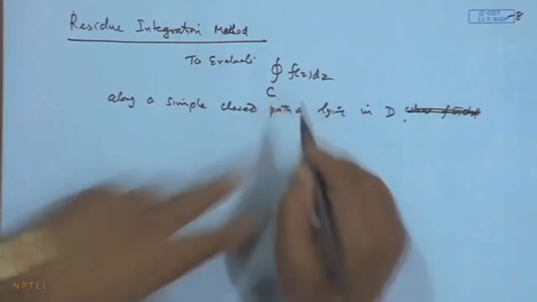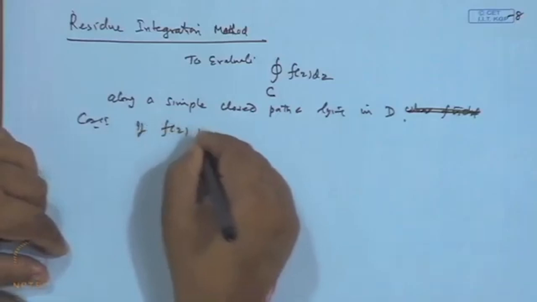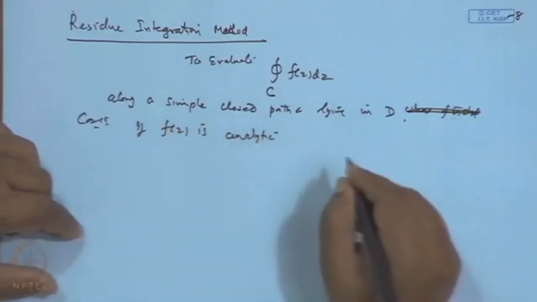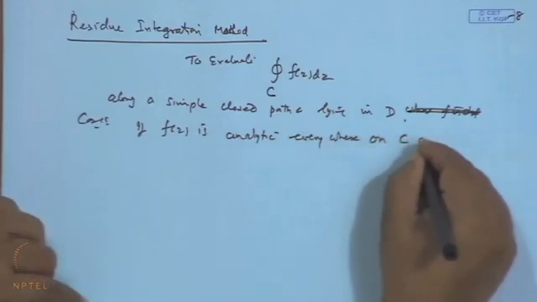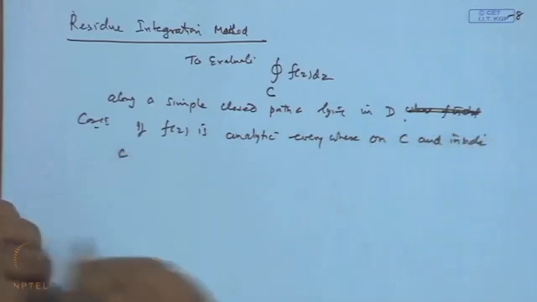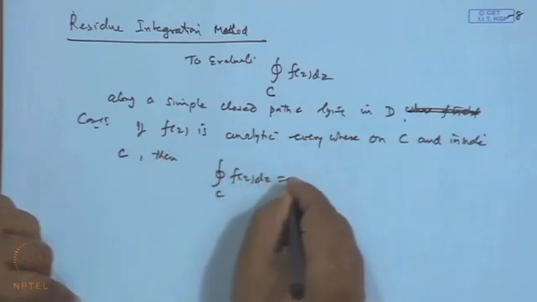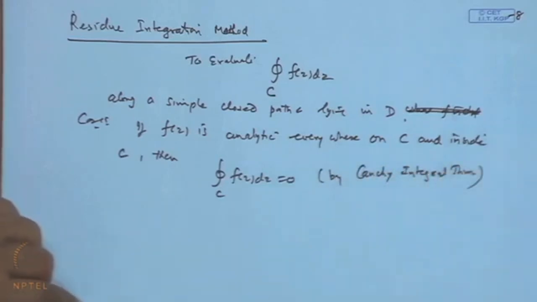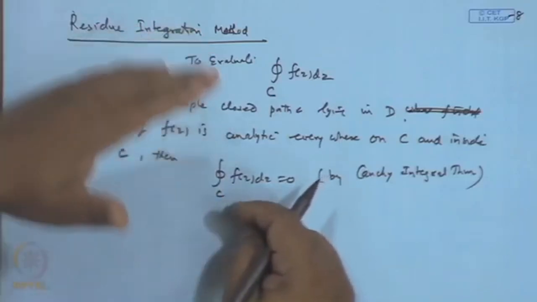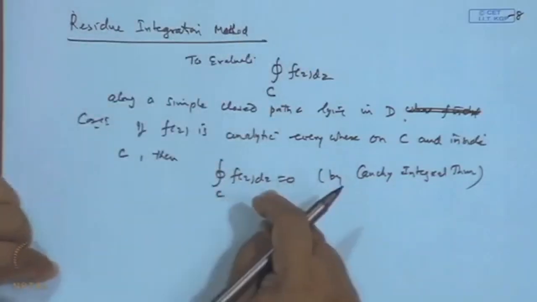Now, for the integral of this f(z) dz, two cases may arise. If the function f(z) is analytic everywhere on C and inside C, then the value of this integral over C will be 0 by the Cauchy integral theorem. Evaluating such an integral is very easy: you just have to identify whether the given function is analytic at every point inside C as well as on the boundary of C. So the integration along the closed path will be 0.